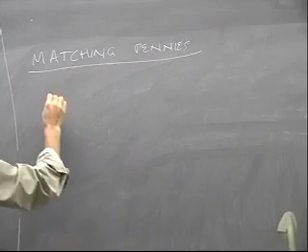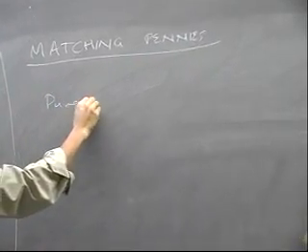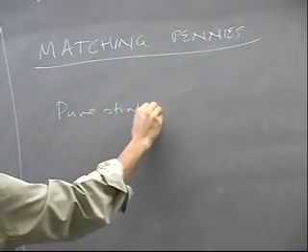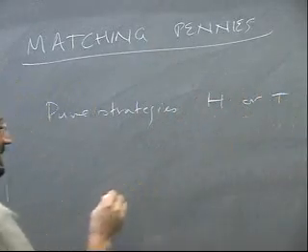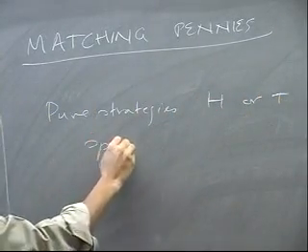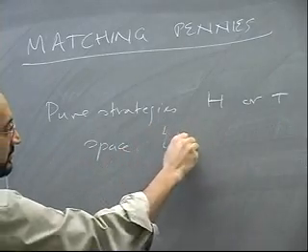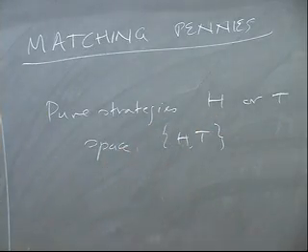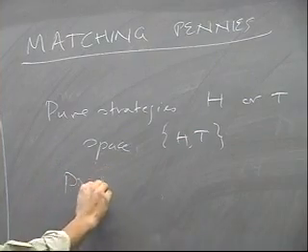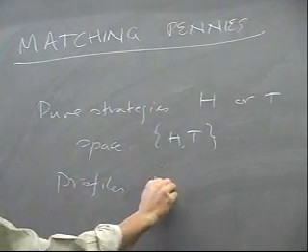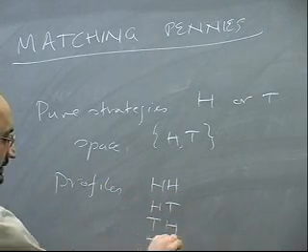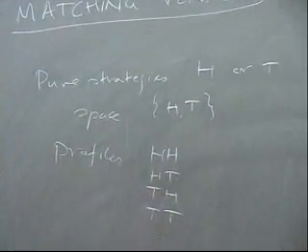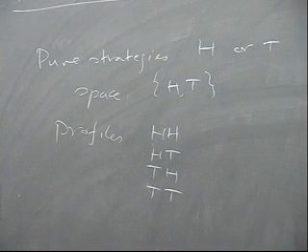Okay. So the pure strategies are head or tail. So the strategy space, right, is H, T. Okay. So what are the profiles? The profiles are HH, HT, TH, TT. Right. Those are the 4 possible strategy profiles.